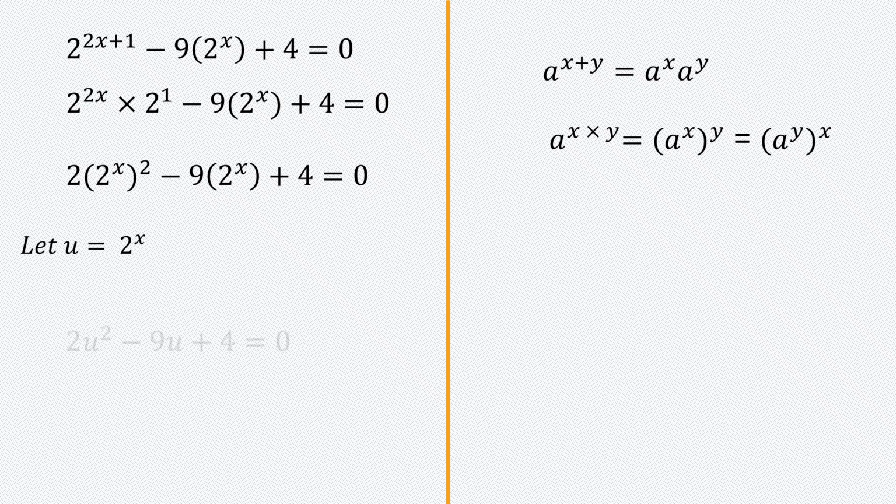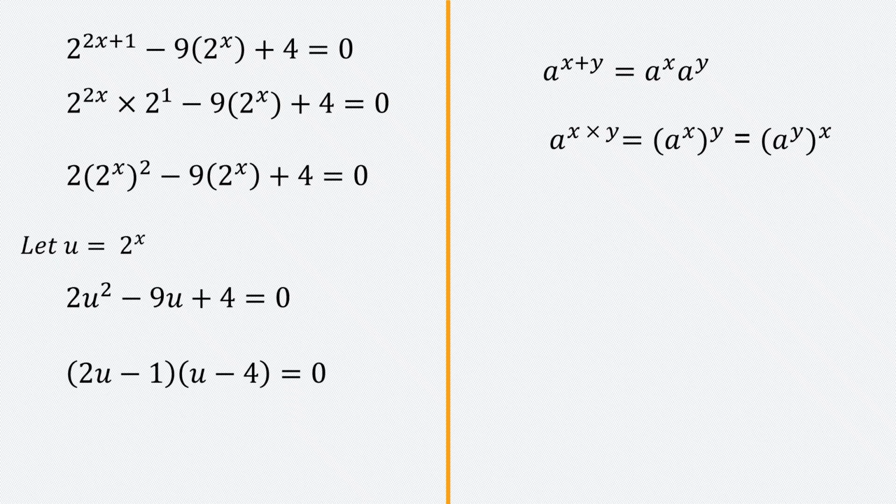So we replace 2 to the power x with a variable u. We have 2u squared minus 9u plus 4 equals 0. Then 2u minus 1 in one bracket, u minus 4 in another bracket, we factorize it. In the next step, we have u is either equal to 1 over 2 or 4, right?